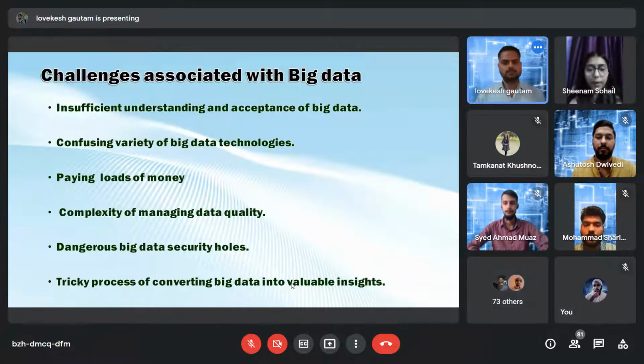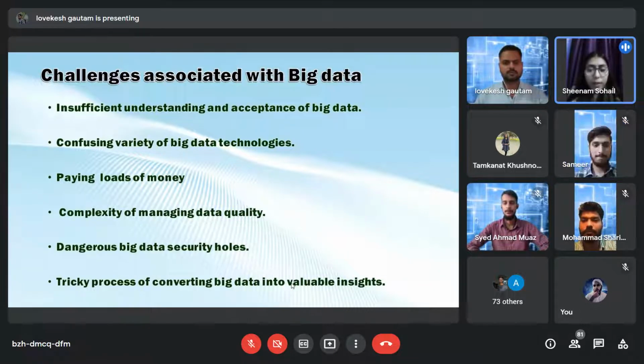Security check. Quite often, big data adoption projects put security off till later stages. Big data technologies do evolve, but the security feature is still neglected. Tricky process of converting big data into valuable insights.